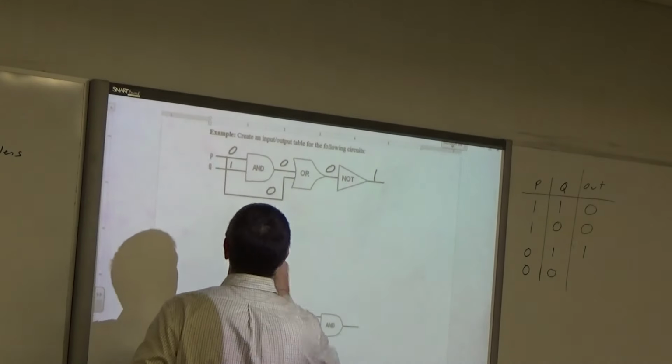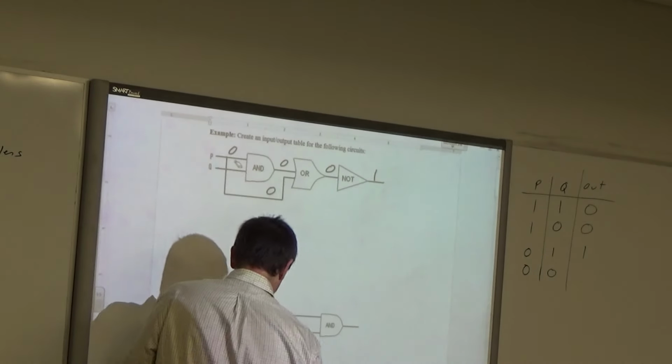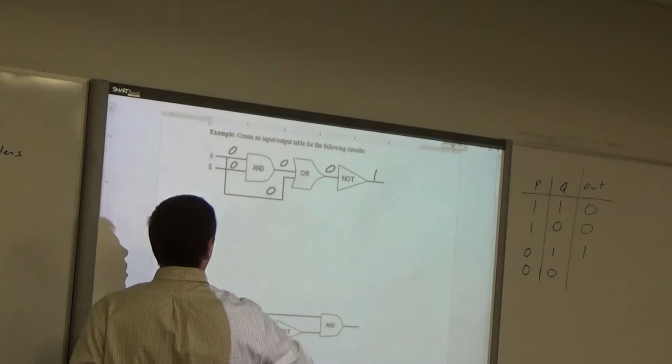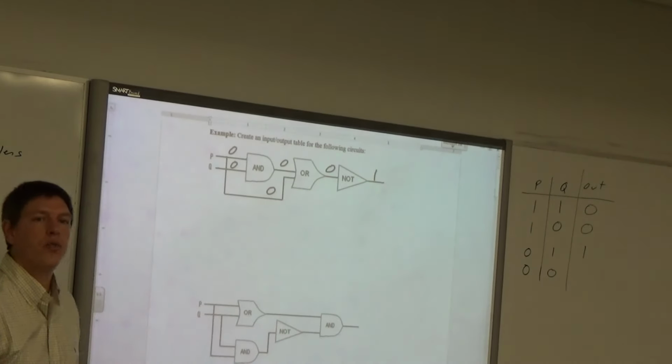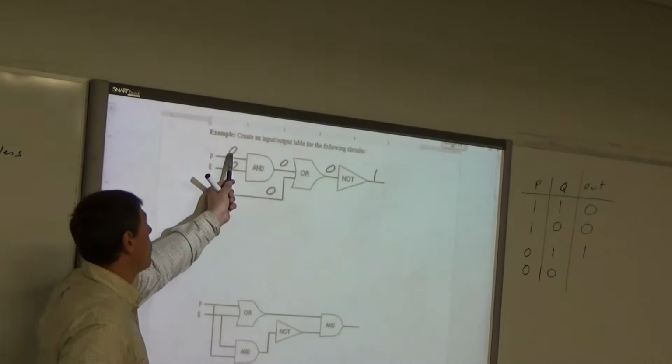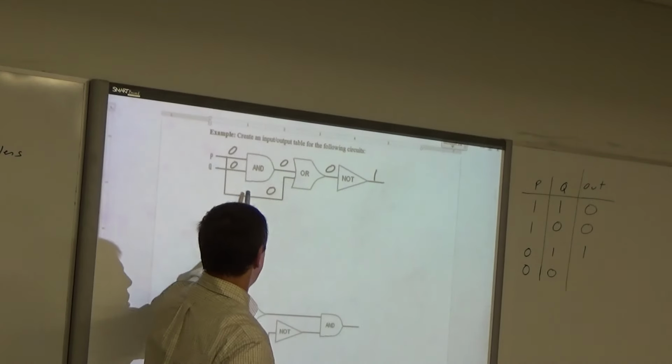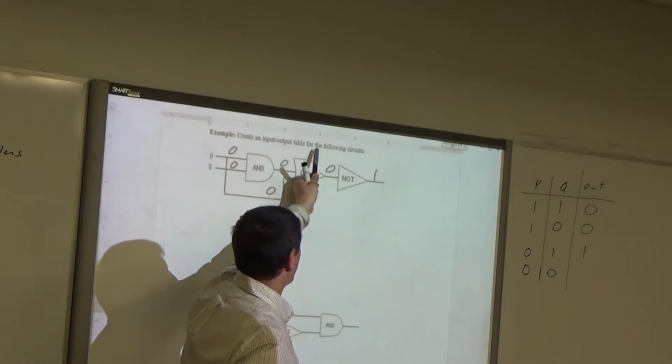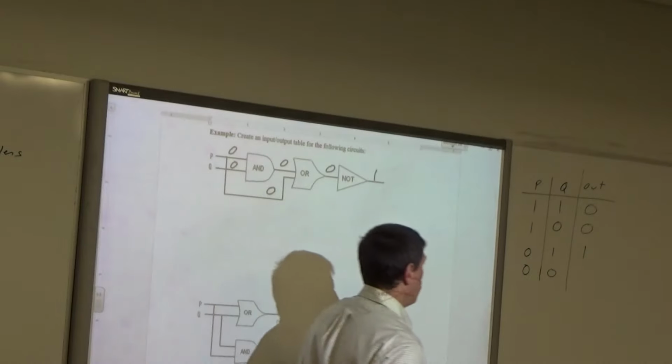Okay? So this time I'm just running a 0 through. And I think it's going to work out to be the exact same thing, right guys, as the previous. A 0 and a 0 gives a 0. We trace the 0 through. The OR through the 0 is a 0, and then the output's a 1 for this.